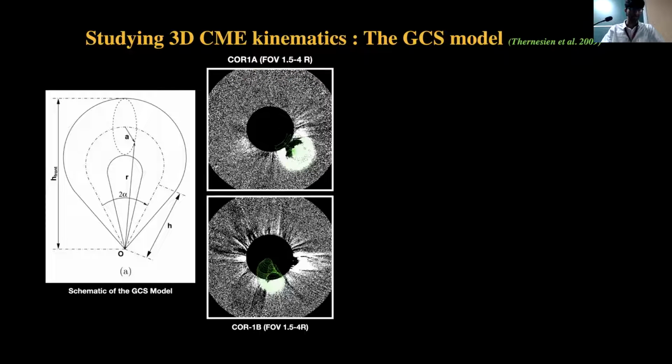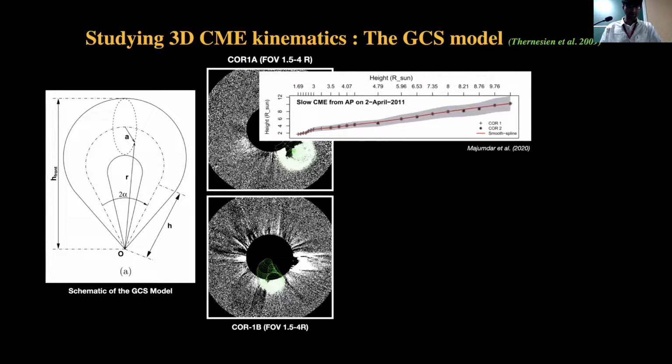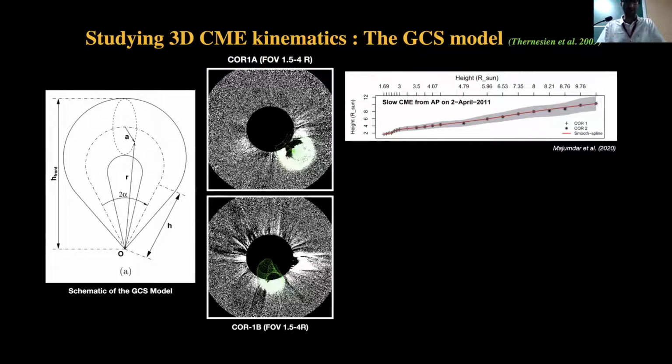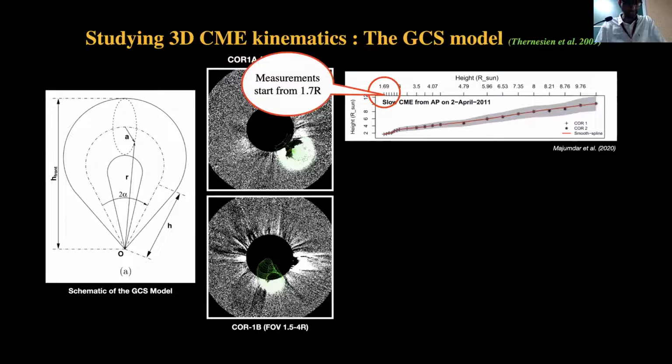On the left, you see a schematic of the model, and this has been widely used in our community. This is an example where you fit the GCS-generated flux rope to a pair of COR1 observations, and you continue it along the COR2 field of view, so you have your 3D evolution of the CME captured from a height of 1.5 to 14 solar radii. On the right-hand side, you see a generic height-time plot, but I would like to draw your attention to this data number on the top, which gives you the first measurement height. You see that the measurement starts at around 1.7 solar radii.